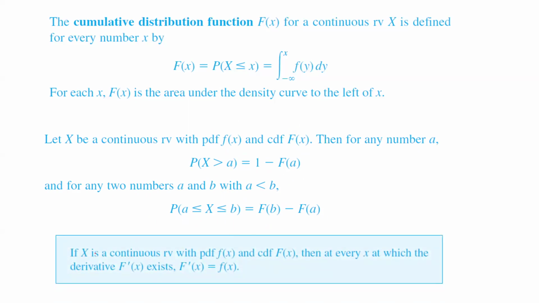From calculus, recall that if X is a continuous random variable with probability density function f of X and cumulative distribution function F of X, then at every X at which the derivative of F exists, F prime is equal to f. So the derivative of the cumulative distribution function is equal to the probability density function.